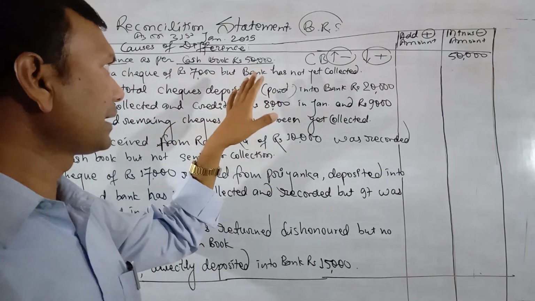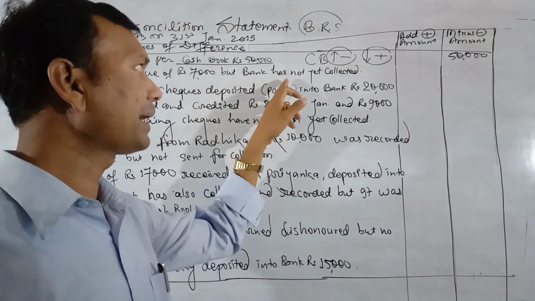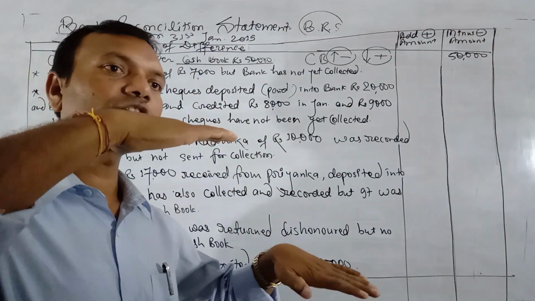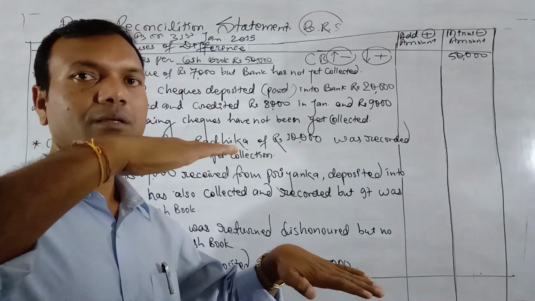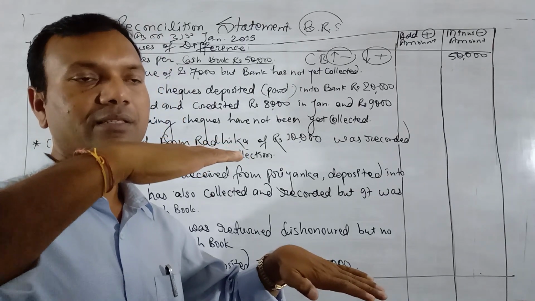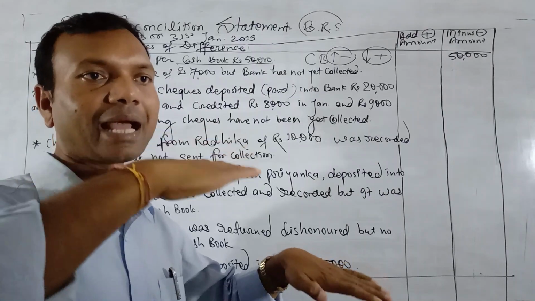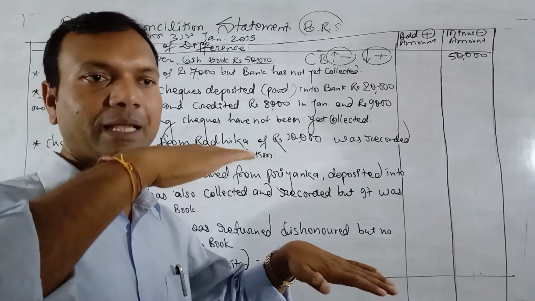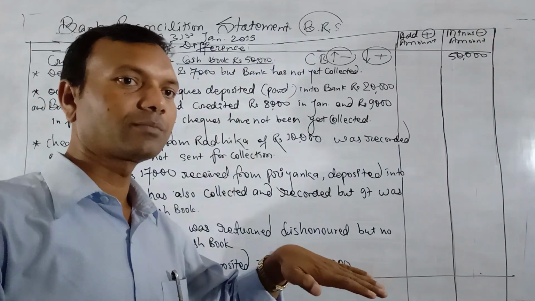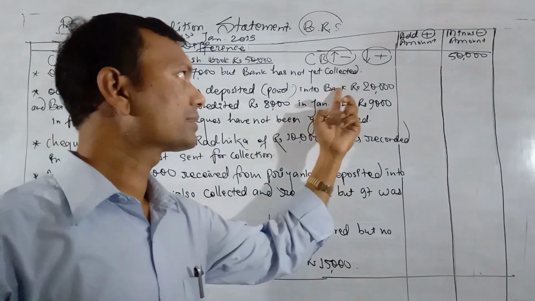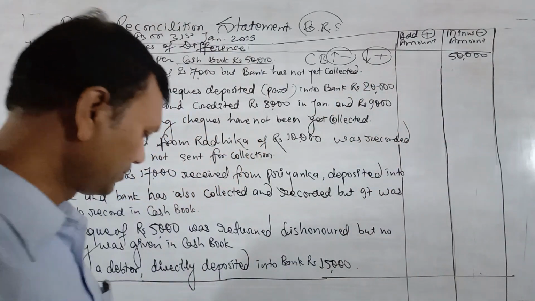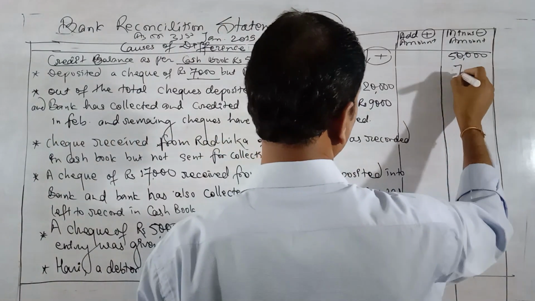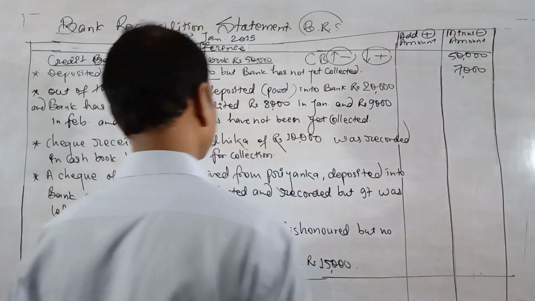Check deposited into bank of rupees 7,000 and bank has not collected. It means it has increased the cash book balance, whereas bank has not collected, so there is a difference in the balance. We have to take the decision in the cash book so that both balances will be equal. It means we have to decrease the balance of cash book. Okay, it means it should be written in the minus column. Is it clear? How much? Rupees 7,000. Next one.